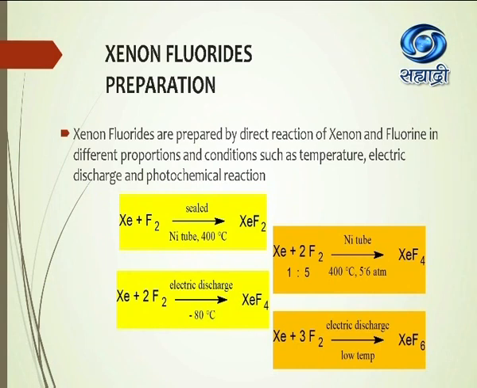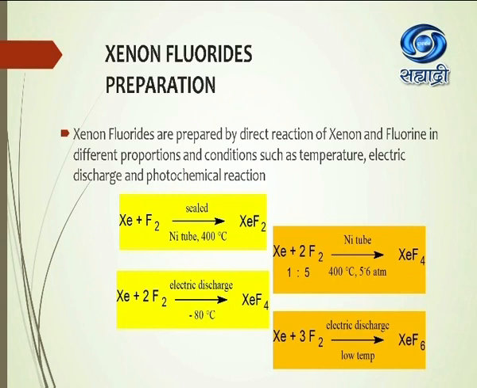Now let us consider xenon fluorides preparation. Xenon fluorides are prepared by direct reaction of xenon and fluorine in different proportions and conditions, such as temperature, electric discharge and photochemical reaction. So here is the preparation of xenon difluoride, xenon tetrafluoride and xenon hexafluoride.